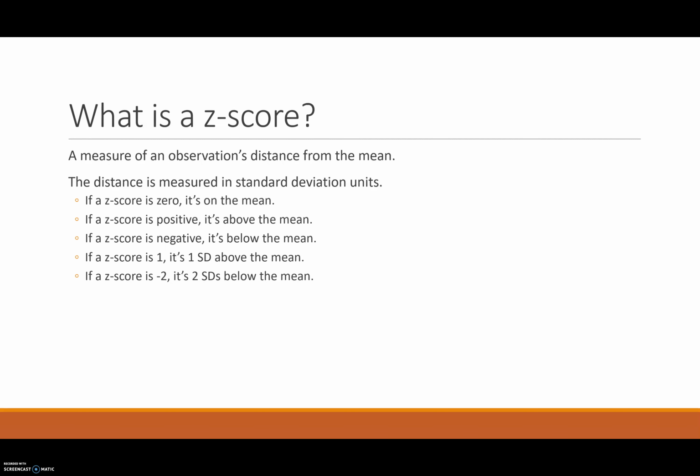What is a z-score? It's a measure of the distance each score or observation is from the mean of the values. If a z-score is 0, it is on the mean. If it is positive, it is above the mean, and if negative, below the mean. If a z-score is 1, it is one standard deviation above the mean. So, for example, if it is negative 2, this means it is 2 standard deviations below the mean.